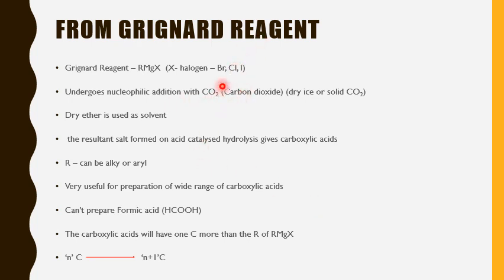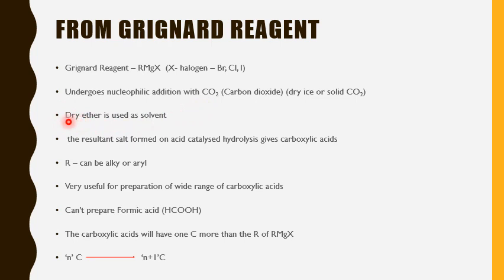As you know, in CO2, carbon is bonded with two oxygens through double bonds, and it is a linear molecule. Due to the bonding of highly electronegative oxygens with carbon, the carbon has a partial positive charge. Therefore, the R of the Grignard reagent, which has a partial negative charge, can attack the partial positive carbon of carbon dioxide.